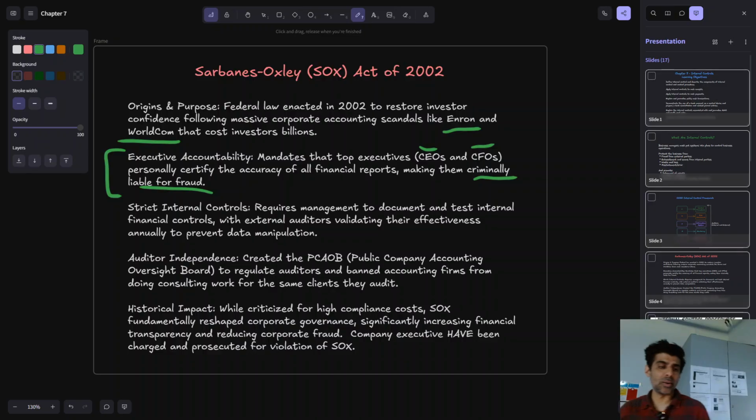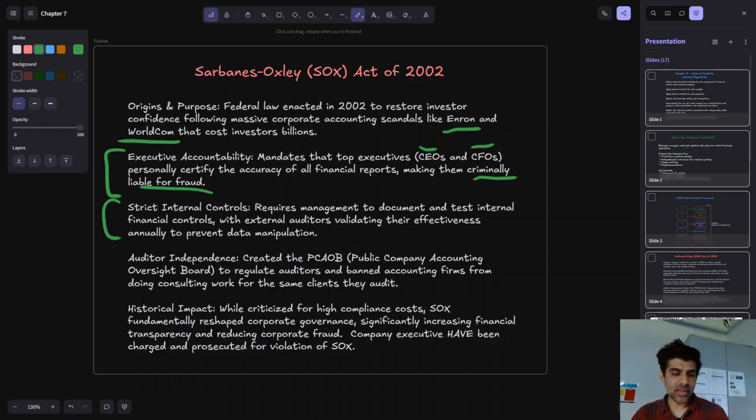Okay, so this law was meant to make the executives think twice about being overly aggressive in how they presented their financials because they could go to jail. And there have been prosecutions of CEOs and CFOs under this. I don't know how well it's worked because there haven't been a ton, but there have been some.